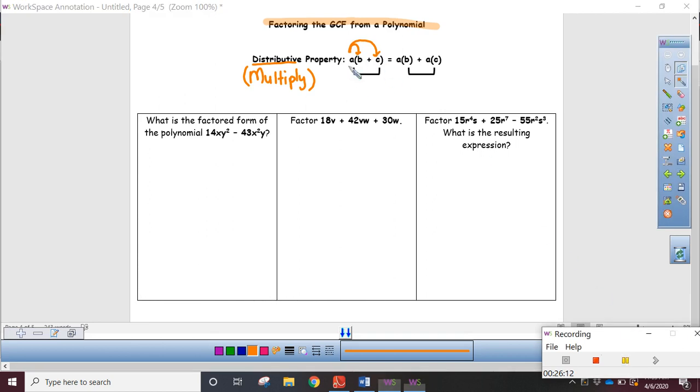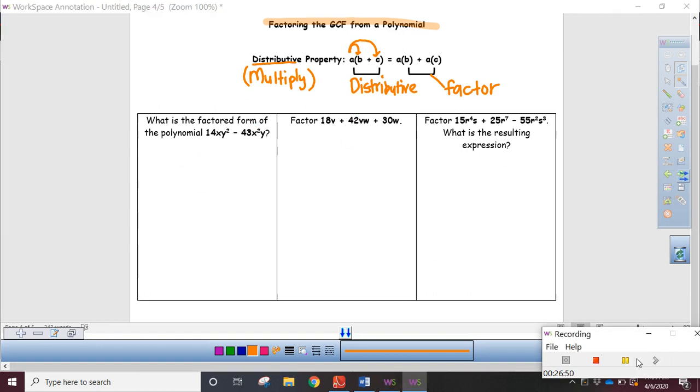So this left part of the distributive property is called the distributive part. The second part, which is over here, is your factor part. This is what we're going to be focusing on today. We're going to be using both sides of this distributive property to help us factor the GCF from a polynomial. So let's take a look at some examples, and then we can figure out the factored form of these examples.